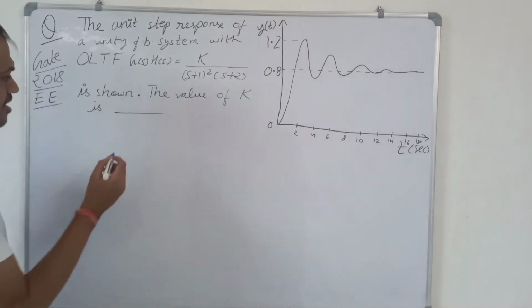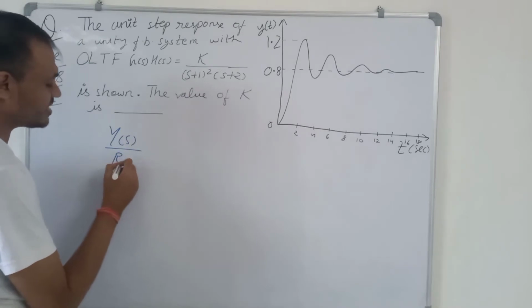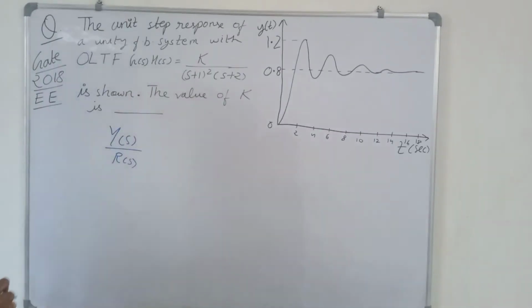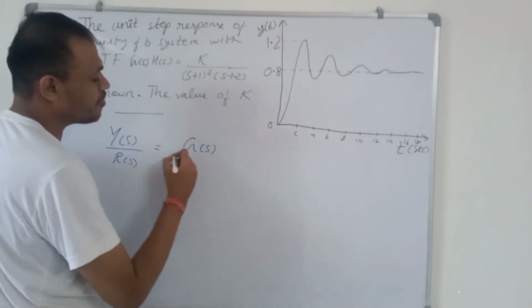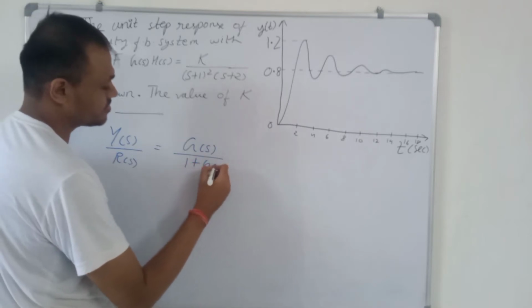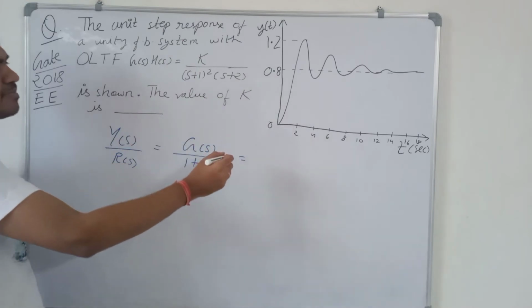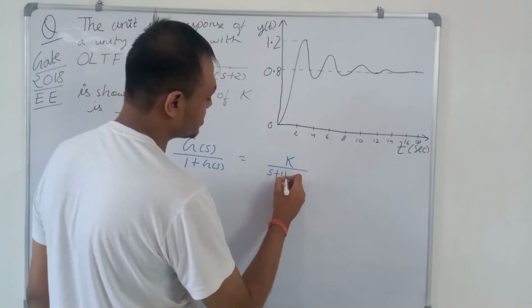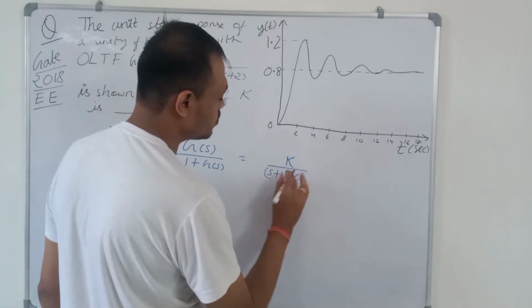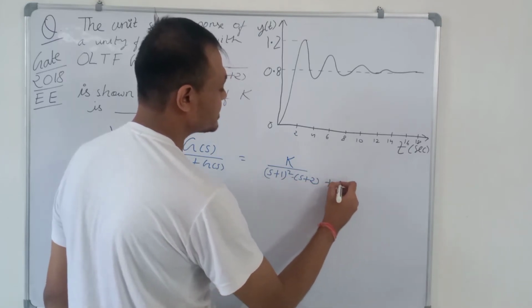So the first method is using the transfer function. Y(s) upon R(s), where Y(s) is the output and R(s) is the input, is equal to G(s) for a unity feedback system upon 1 plus G(s). So this will be equal to K upon (s plus 1) whole square into (s plus 2) plus K.